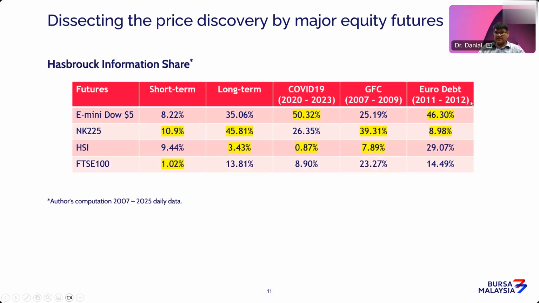During COVID-19 and also Eurodebt, the E-mini Dow contributed the most compared to the others. During COVID-19, E-mini Dow contributed almost half of whatever happened to KLCI futures. If KLCI futures goes up, 50% of it we need to blame the Dow, because the Dow moves this way. The same situation happened during Eurodebt. Also, almost half of the movement in KLCI futures is due to the movement in E-mini Dow.